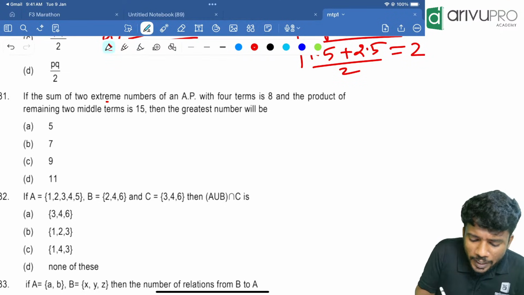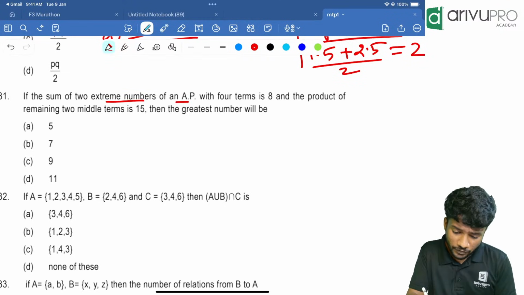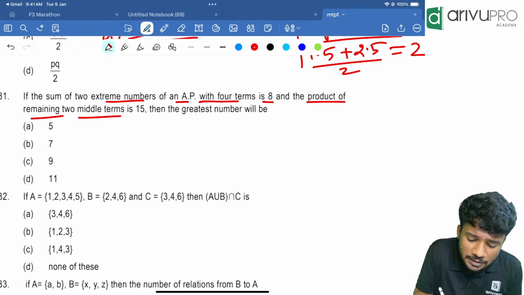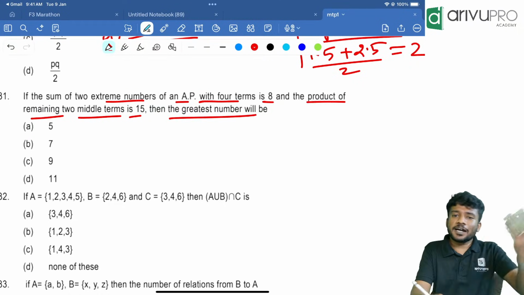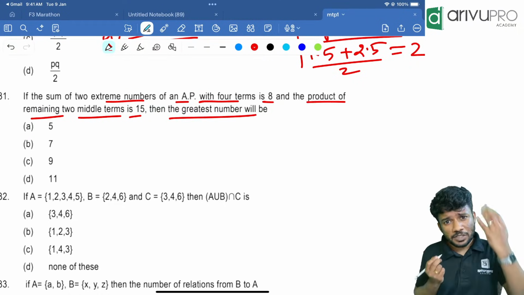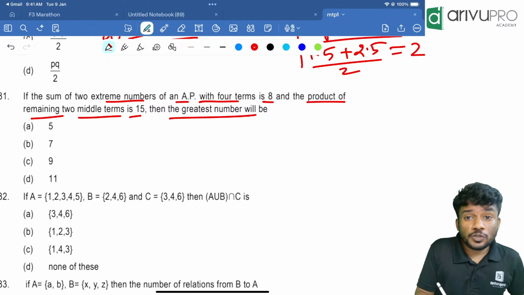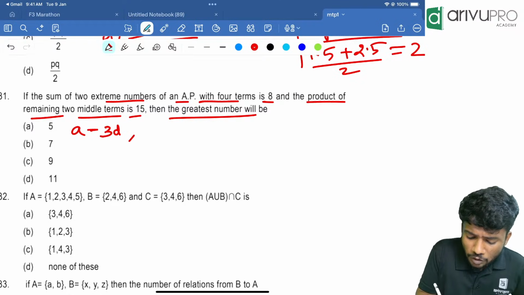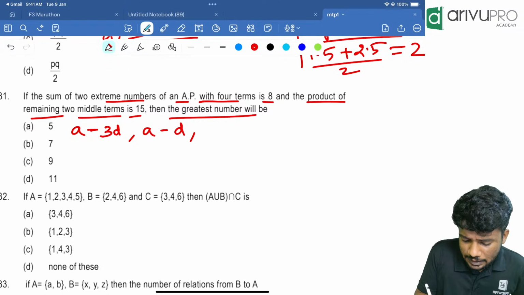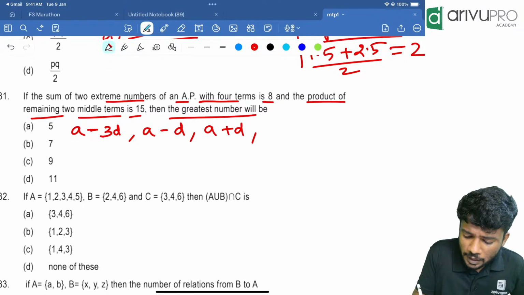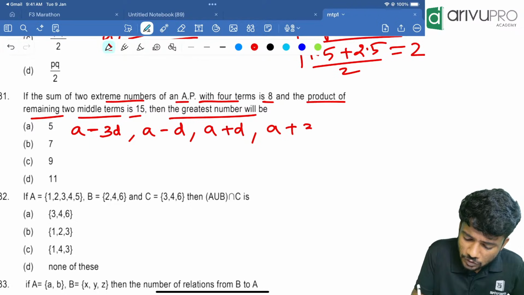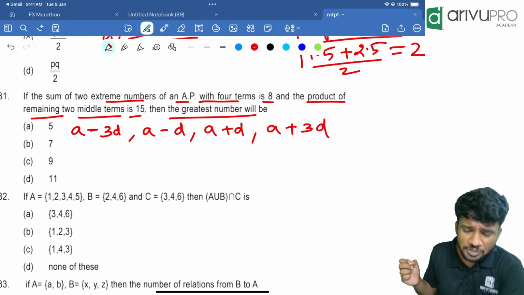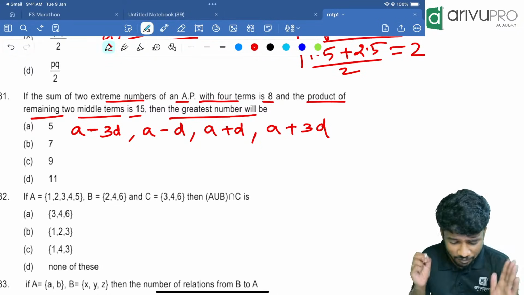If the sum of two extreme numbers of an AP with 4 terms is 8 and the product of the remaining two middle terms is 15, then the greatest number will be how much is the question. People, we need to make an assumption when 4 numbers are involved. What is the usual way of assumption which we have learned? a minus 3d, a minus d, a plus d, a plus 3d. This is the way of assuming when we have 4 terms. Similarly, we have assumptions for 5 terms, 6 terms, 7 terms. Correct?